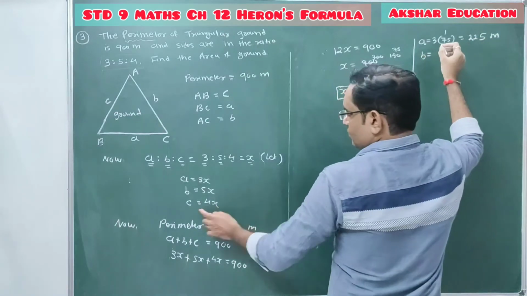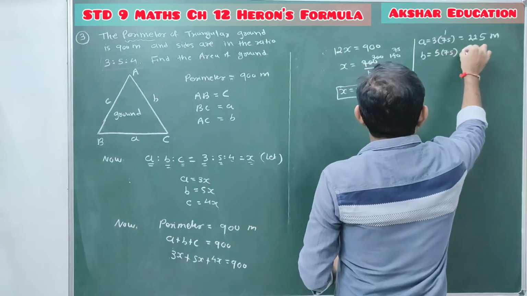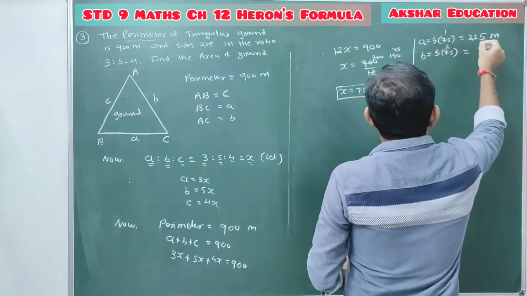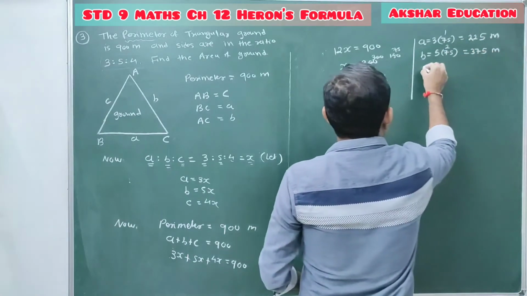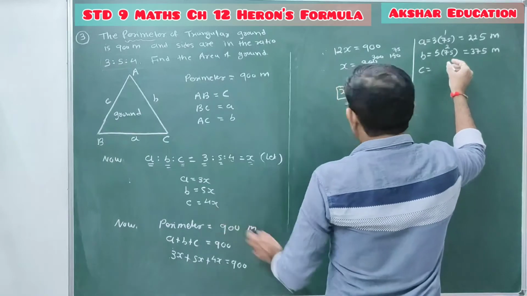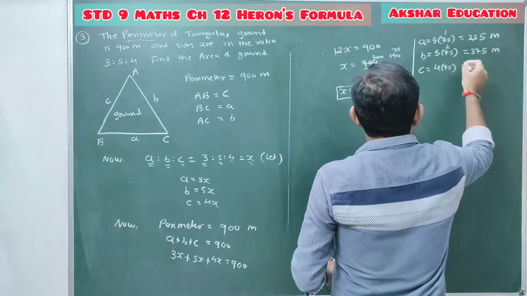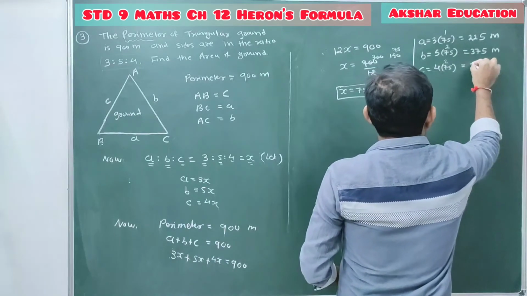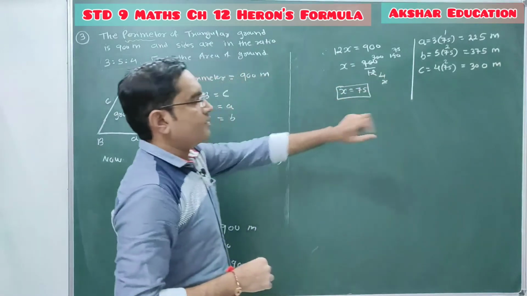B is 5x. So it's 5 into 75. 5 5s are 25, 5 7s are 35 and 37. So 375 meter. And c equal to 4x. So it's 4 into 75. 4 5s are 20, 4 7s are 28 and 30, so 300 meter. Done? So these are the measures of the three sides.